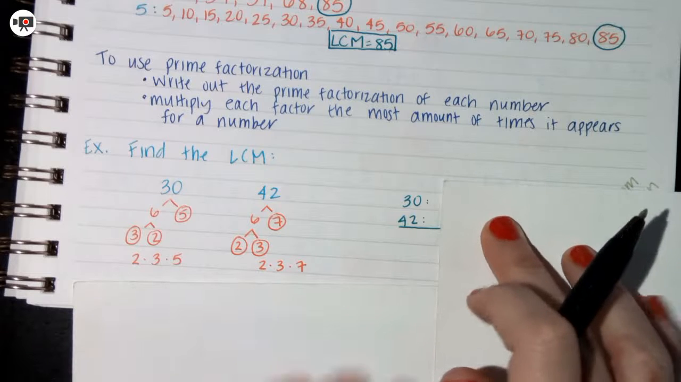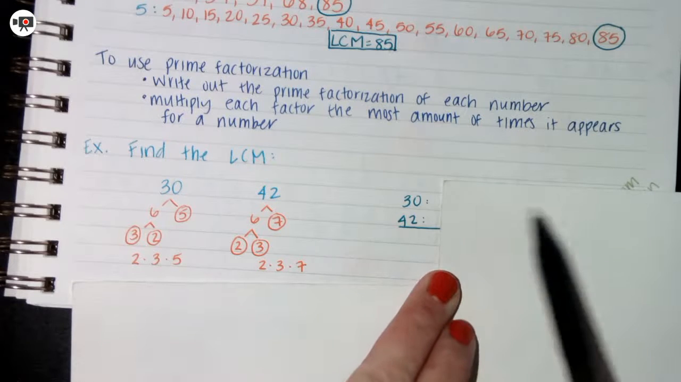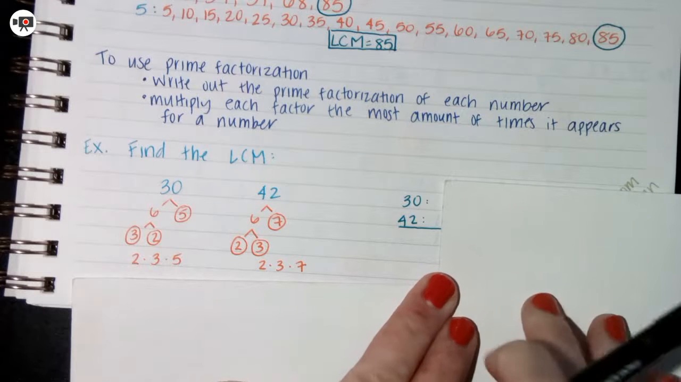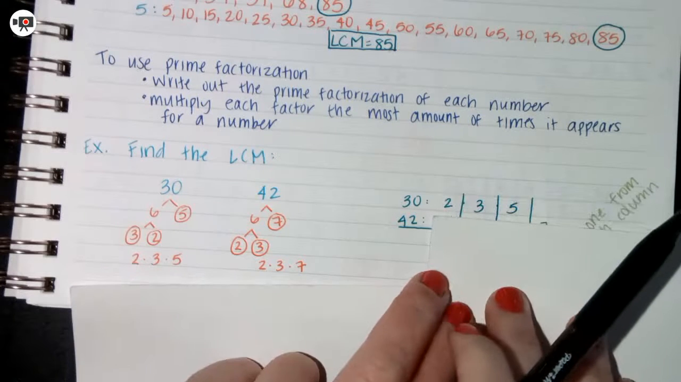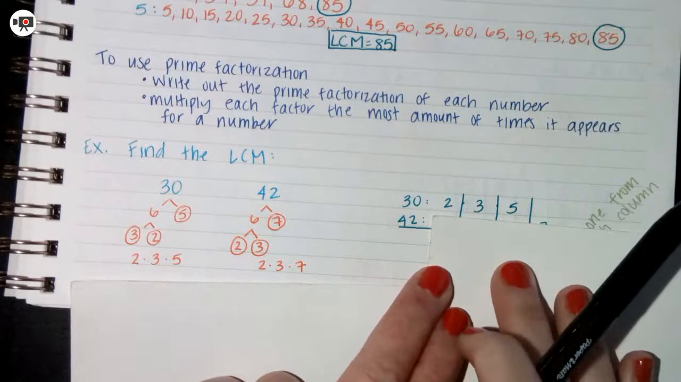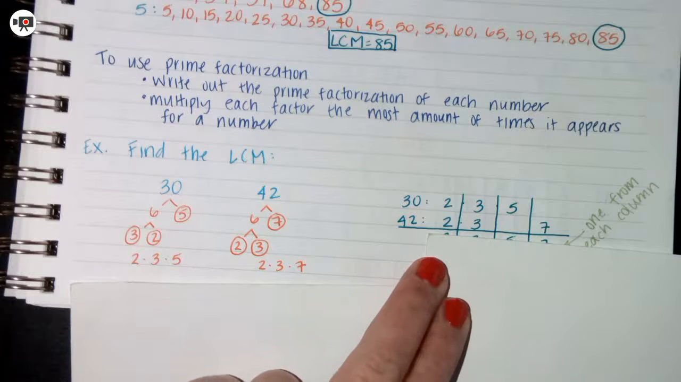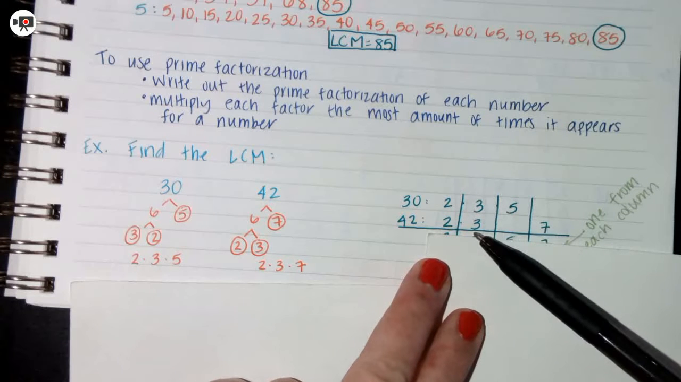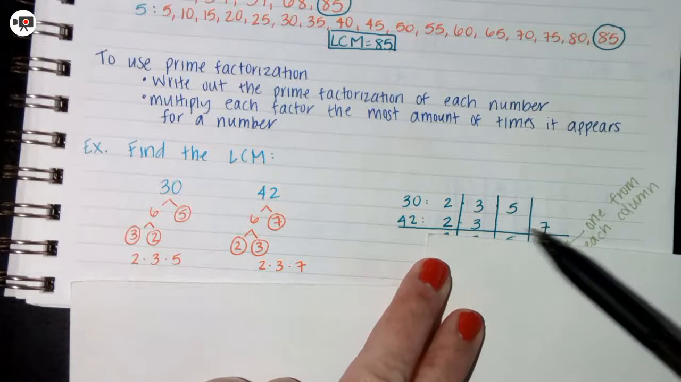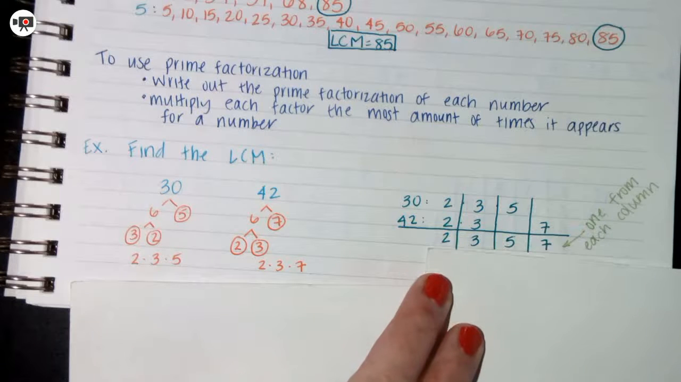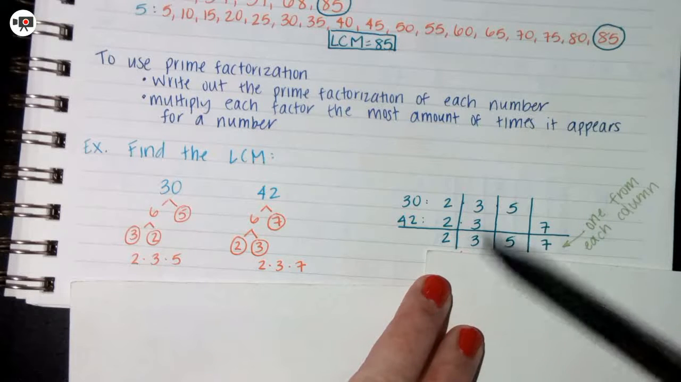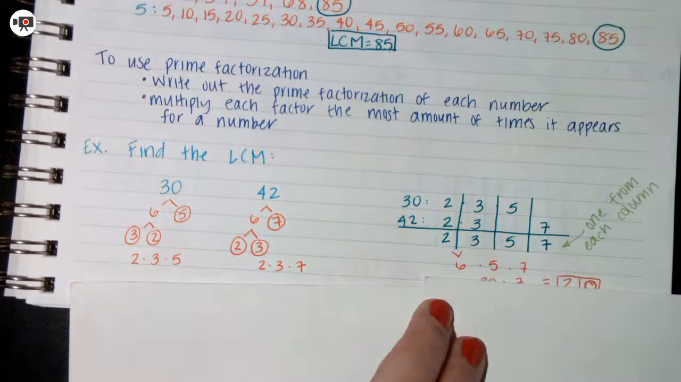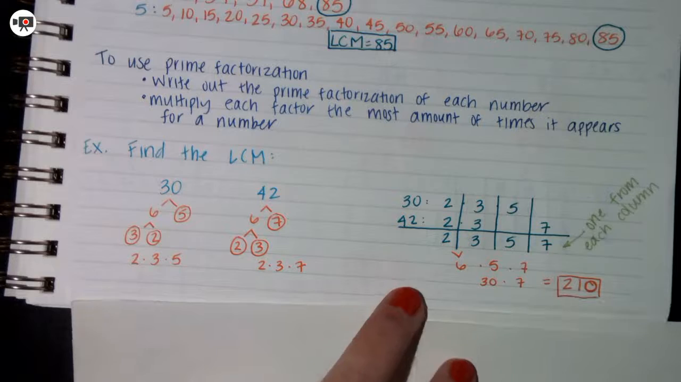Now, to make this chocolate bar, I'm going to have a line for 30 and a line for 42. And I take their prime factorizations and write them out. 30 is 2 times 3 times 5, and 42 is 2 times 3 times 7. And I line them up so that things that they share go in the same columns. Things they don't share will have an empty spot for the other one. Now I bring one from every column down and multiply them all together. And I get the LCM is 210.